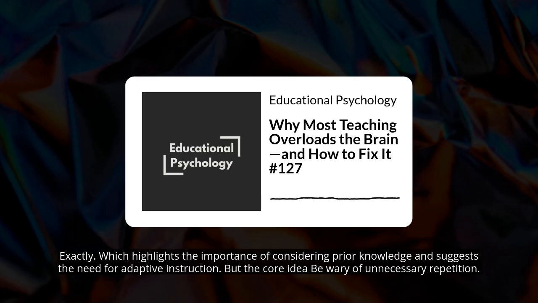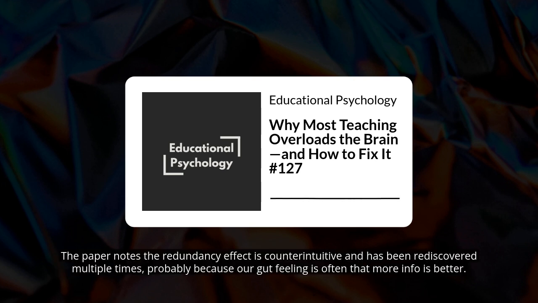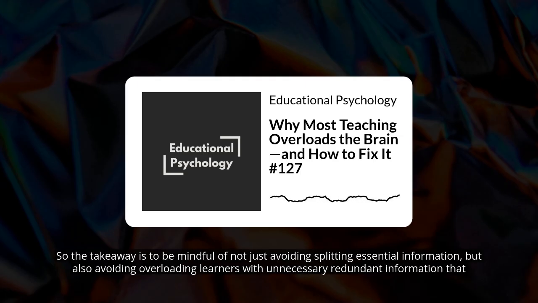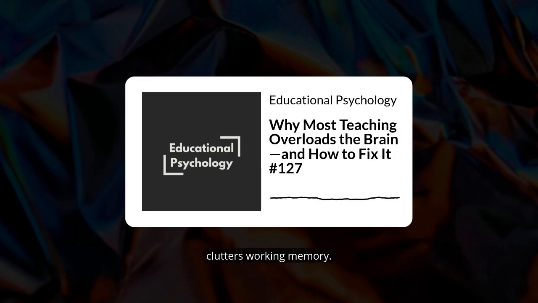Be wary of unnecessary repetition. The paper notes the redundancy effect is counterintuitive and has been rediscovered multiple times, probably because our gut feeling is often that more info is better. So the takeaway is to be mindful of not just avoiding splitting essential information, but also avoiding overloading learners with unnecessary redundant information that clutters working memory.